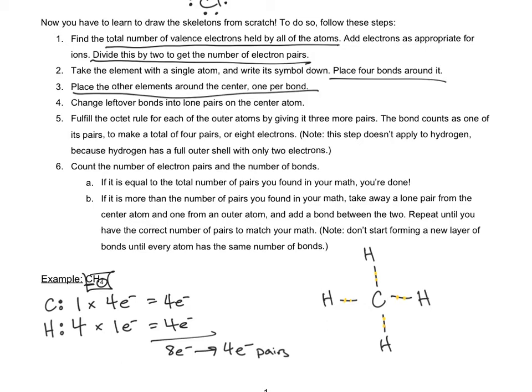Step number 4, change leftover bonds into lone pairs on the center atom. There aren't any leftover bonds here. All the bonds got used, so we skip that step.